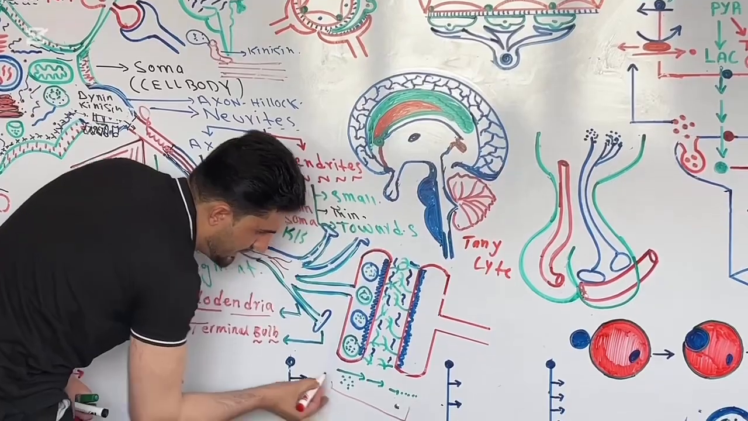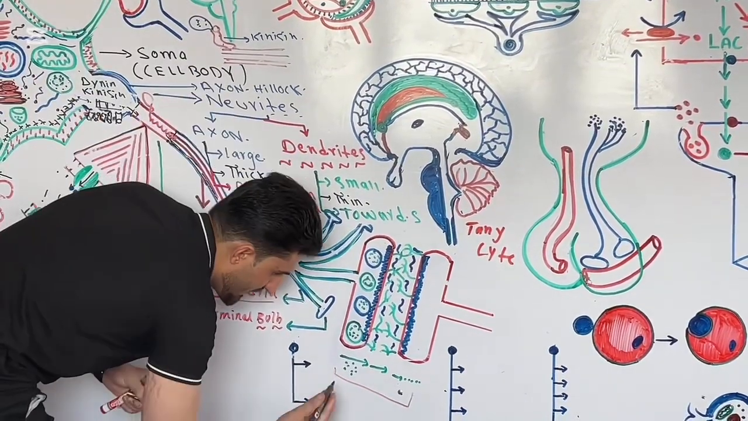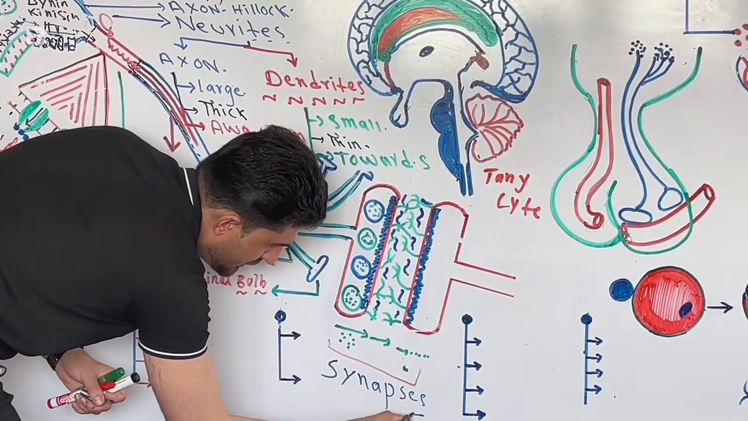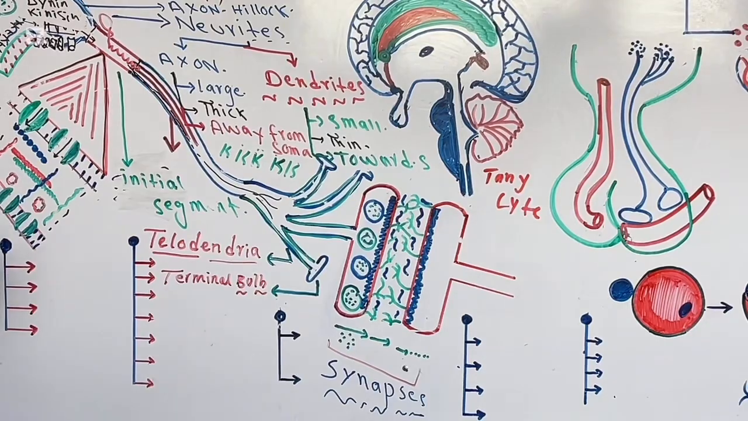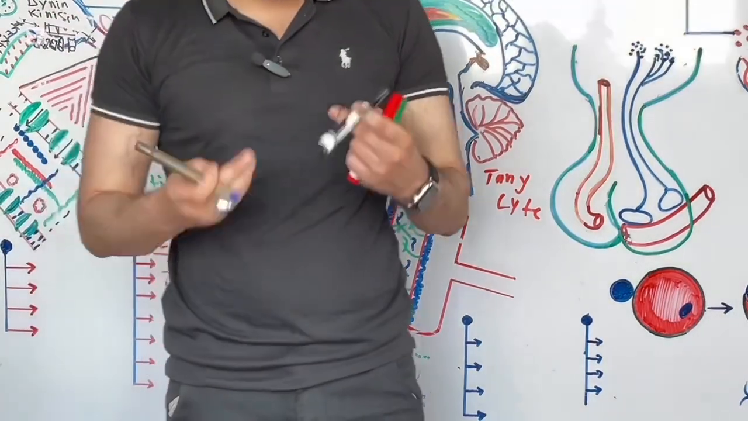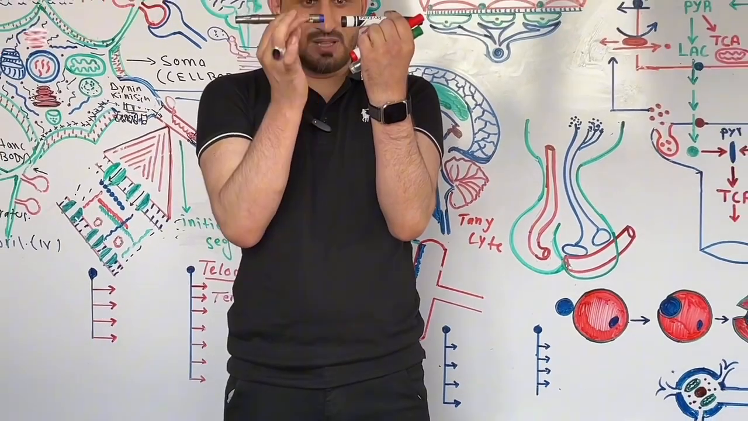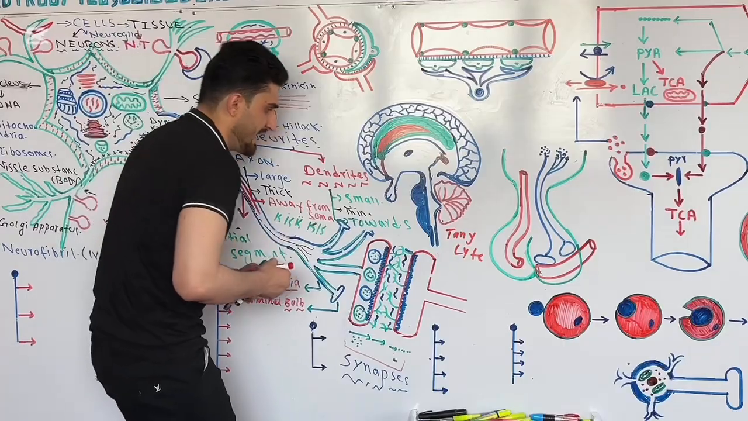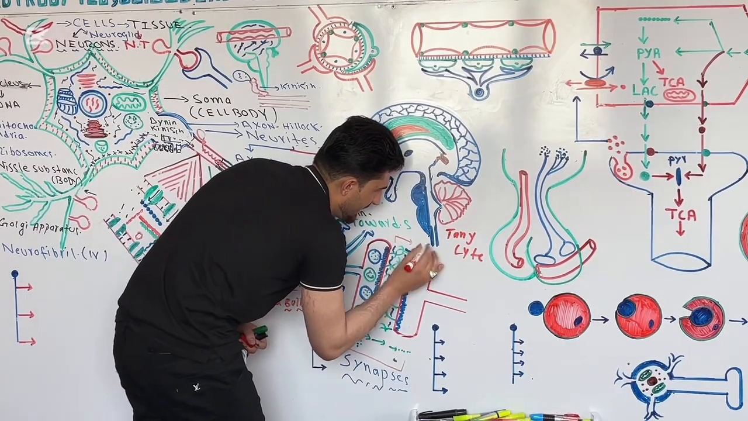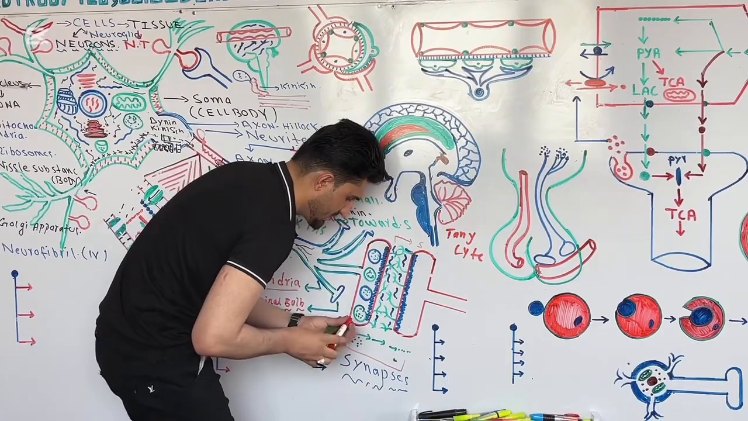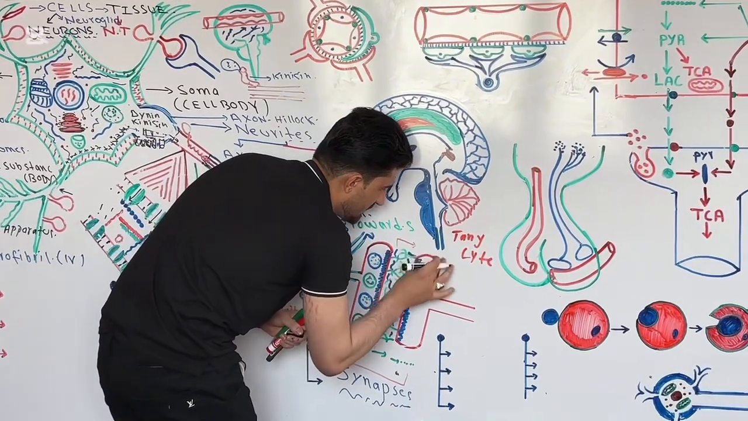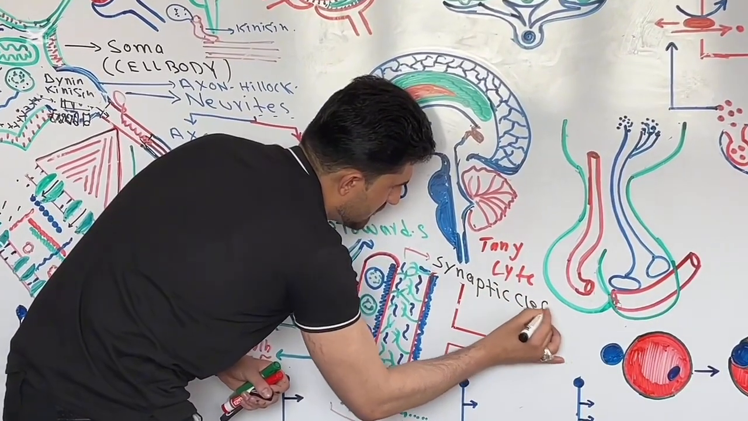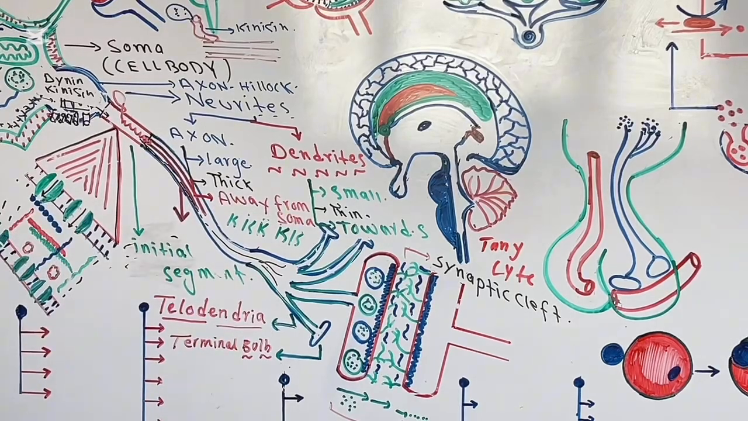When these two neurons come together, this area is called a synapse, and its plural is synapses. Between these two neurons, this small empty gap is called the synaptic cleft.